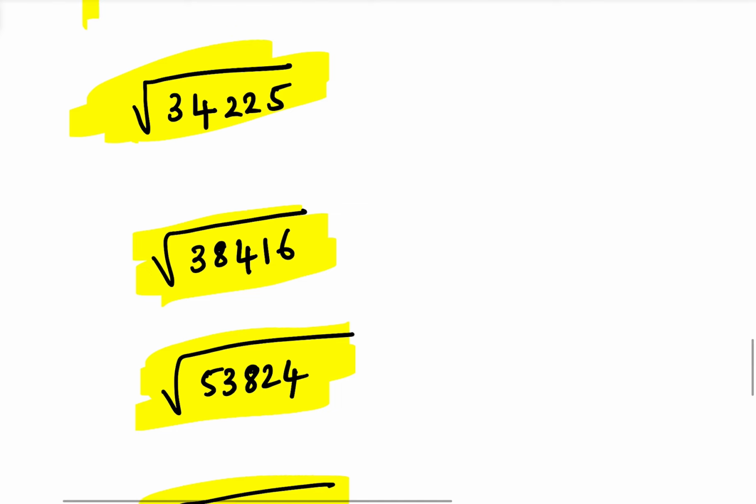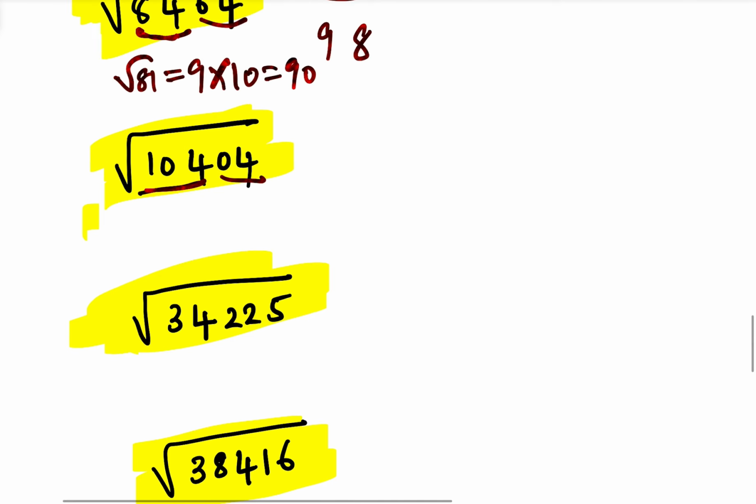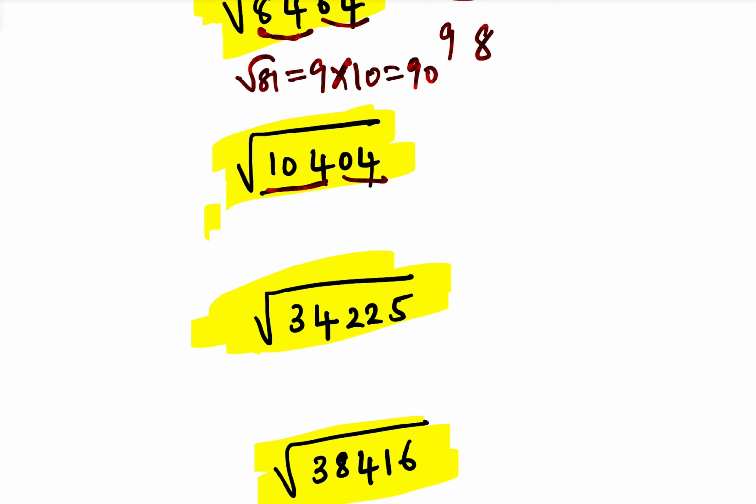Now let me find the square root of 5-digit numbers. Let's say 10404. Root of 10404. I will break this into 2 parts: last digit one part, other digits another part. 4. When can you have 4? For 2 and 8. Now here there is 104. Close to 104, what is the perfect square less than 104? It is 100. Root 100 is 10. So this can be 102 or 108.